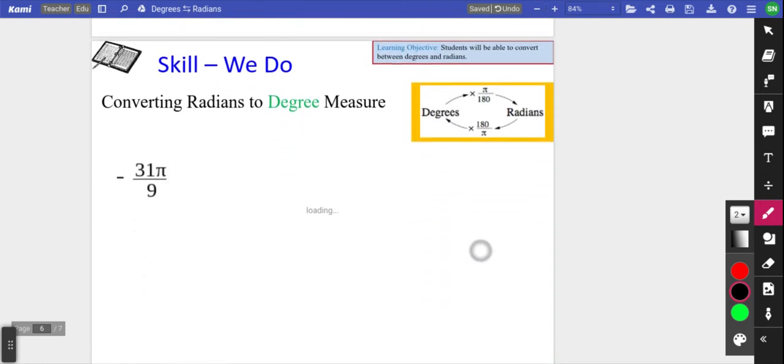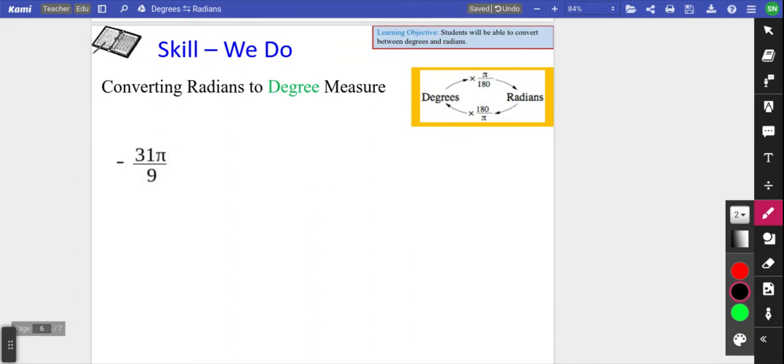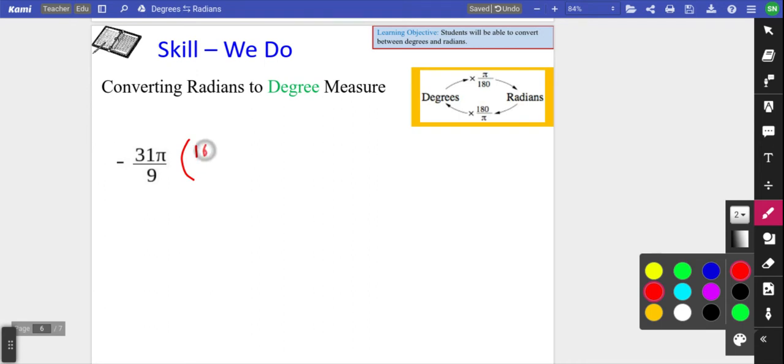Example number 4, we're also going from radians to degrees. Therefore, I have to multiply times 180 over pi. First step is the pi's cancel each other out. Now I know that 9 and 180 are both divisible by 9. 9 divided by 9 is 1. 180 divided by 9 is 20.